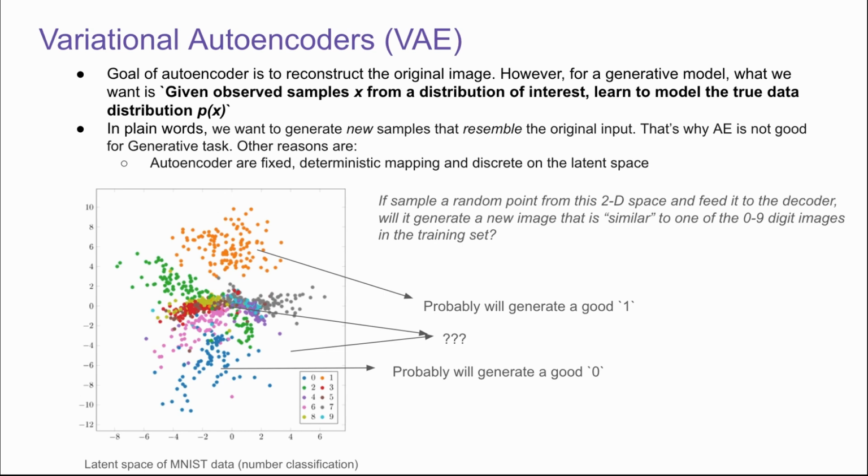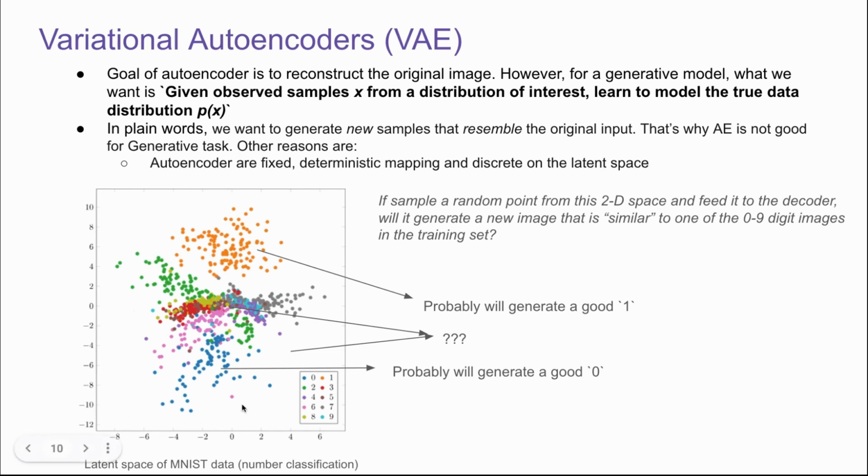Let's move to variational autoencoders. The goal of an autoencoder is to reconstruct the original image. However, for a generative model, what we want is, given the observed examples X from a distribution of interest, to learn to model the true data distribution Px. In plain words, we want to generate new samples that resemble the original input, not to reconstruct the original input. That's why autoencoders are not good for generative tasks. Also, autoencoders use a fixed, deterministic mapping and are discrete in the latent space.